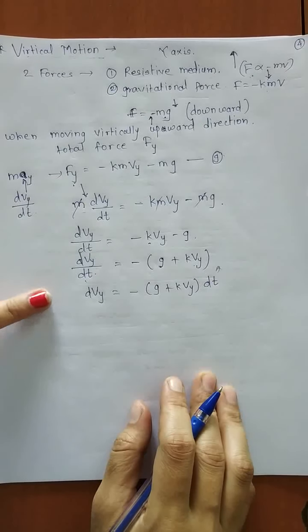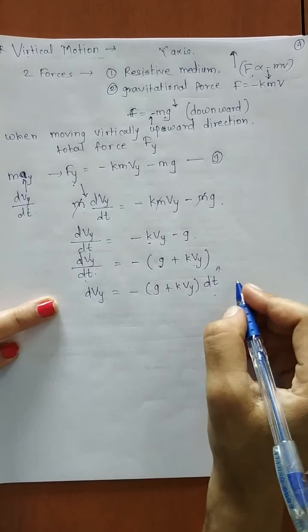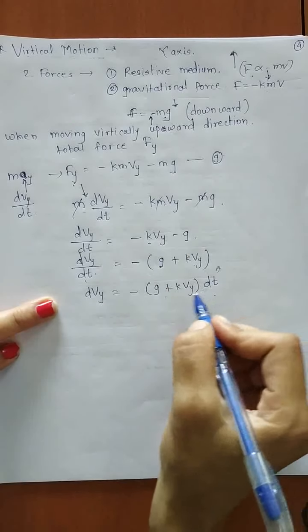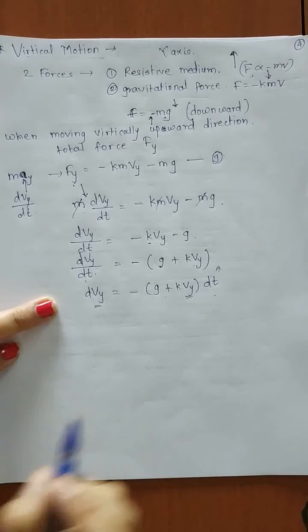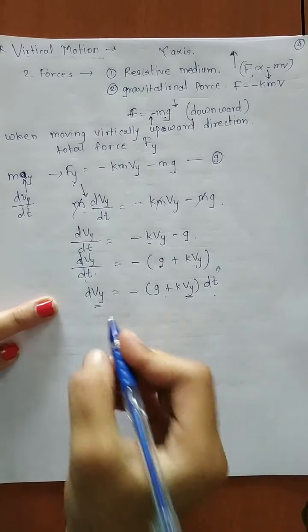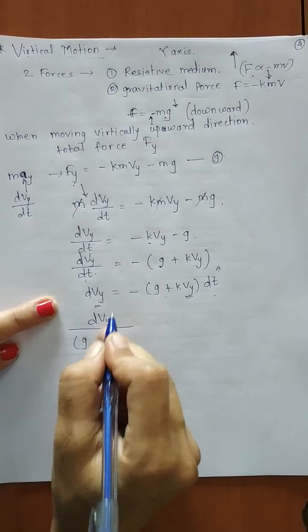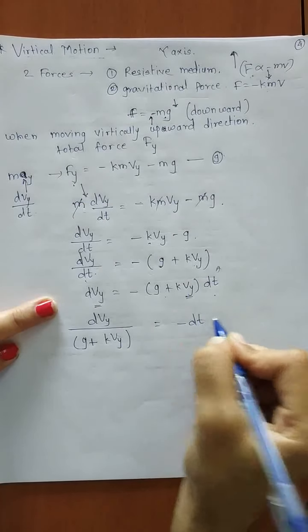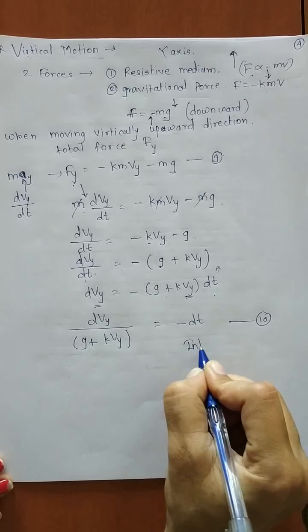Now what is the next step? What we did in the previous horizontal motion, we integrated this equation, right? Now see here, you have vy and again here also you have vy. First we have to rearrange this and then we will integrate. So by rearranging, take this term on the LHS, you will get dvy upon (g plus k vy) equals minus dt. Say this is equation 10, and now integrate equation 10.